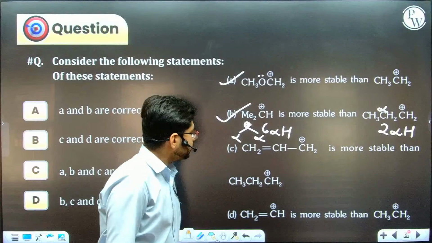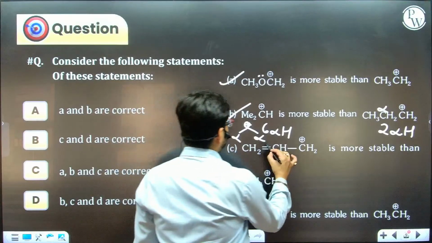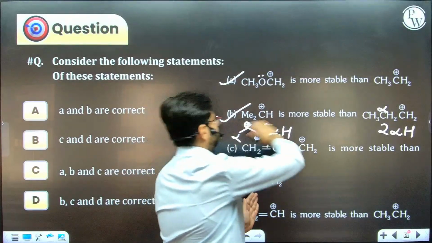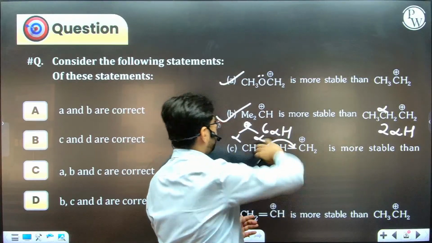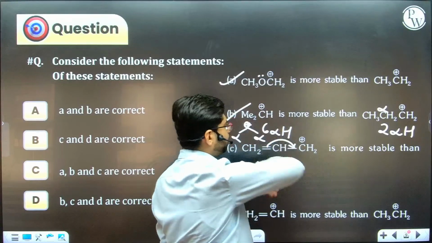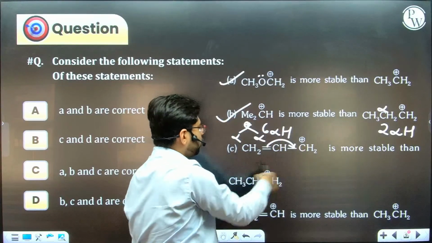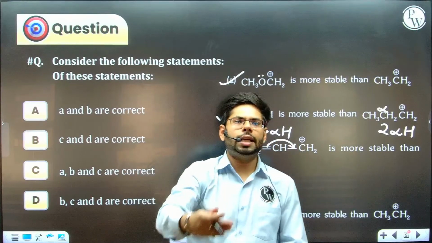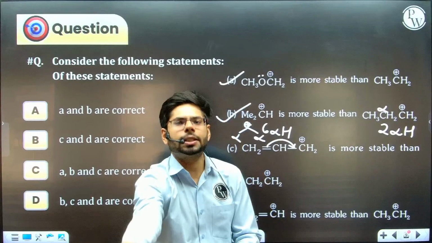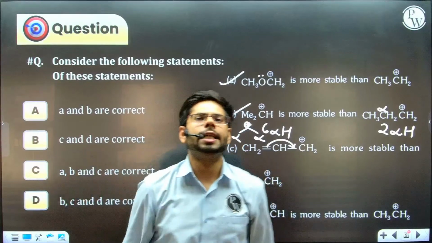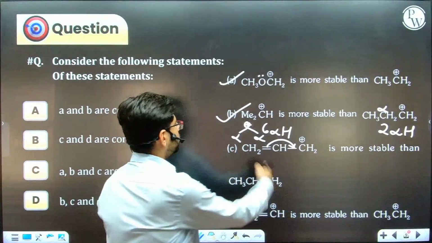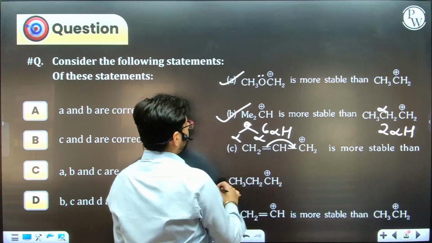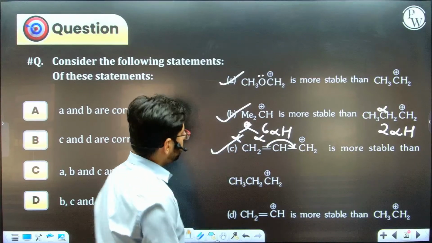Next one, C. C is interesting. Here the pi bond is in resonance with the positive charge. That means because of resonance, this will be more stable, because the pi bond is being donated towards the positively charged atom. Here also we basically have a plus M effect shown by the pi bond. What is the plus M effect? During resonance, if pi electrons are moving towards the plus charge, then we say the carbocation is being stabilized by the plus M effect. So yes, this is more stable than this. Here there is no plus M effect at all. So this is a correct statement.